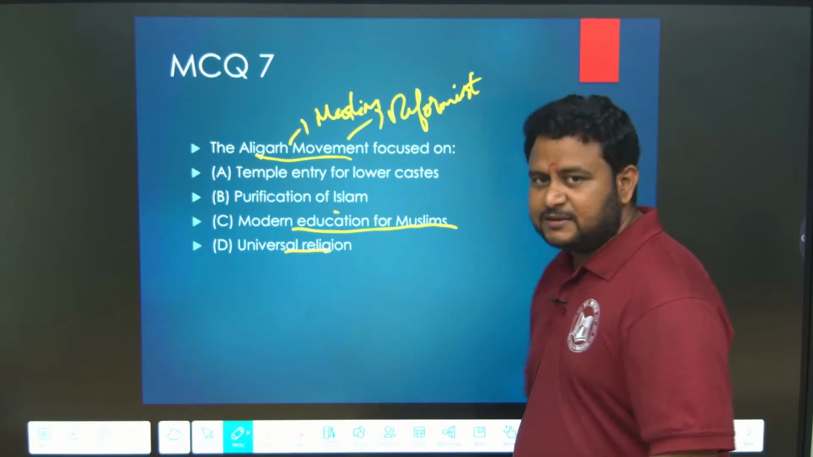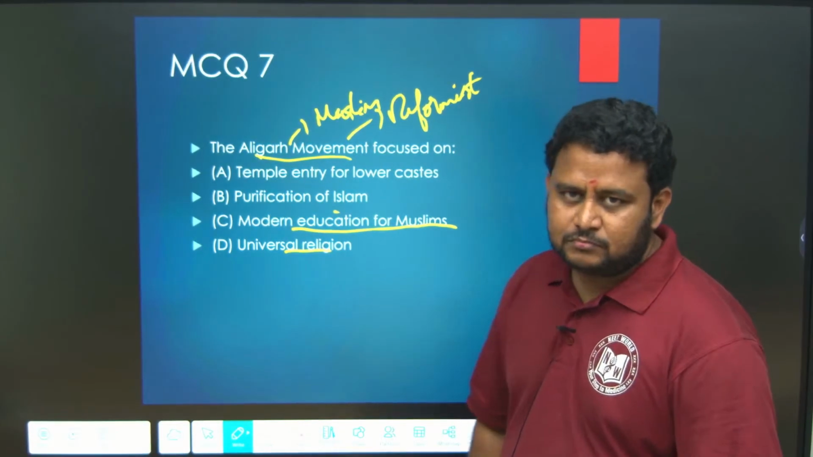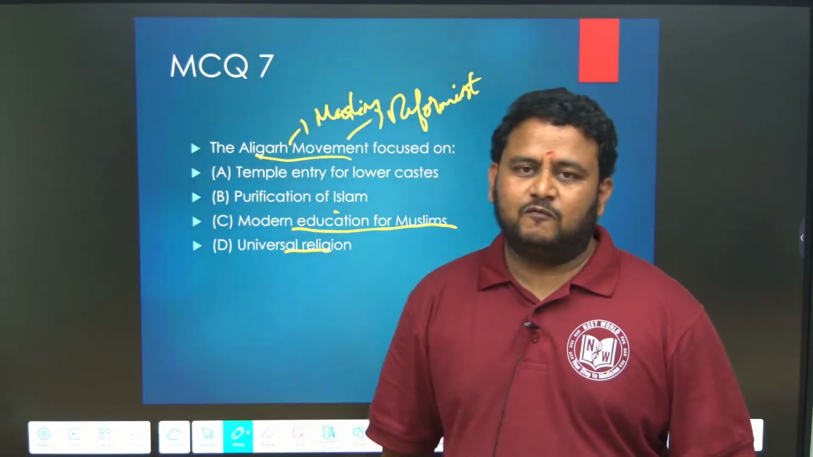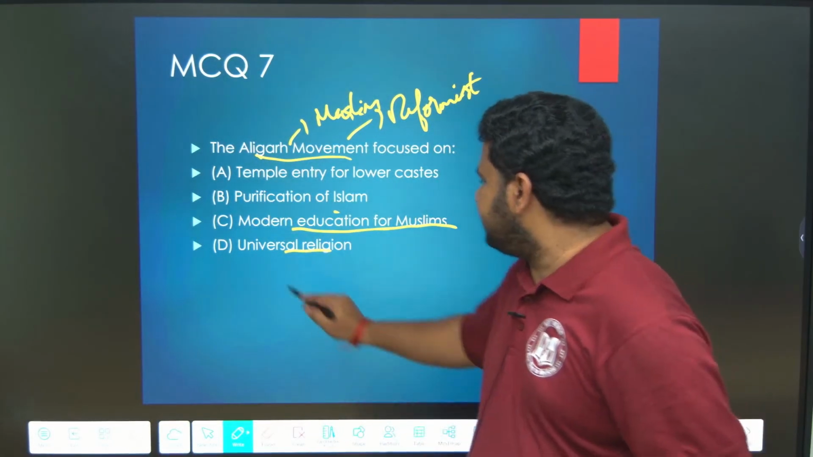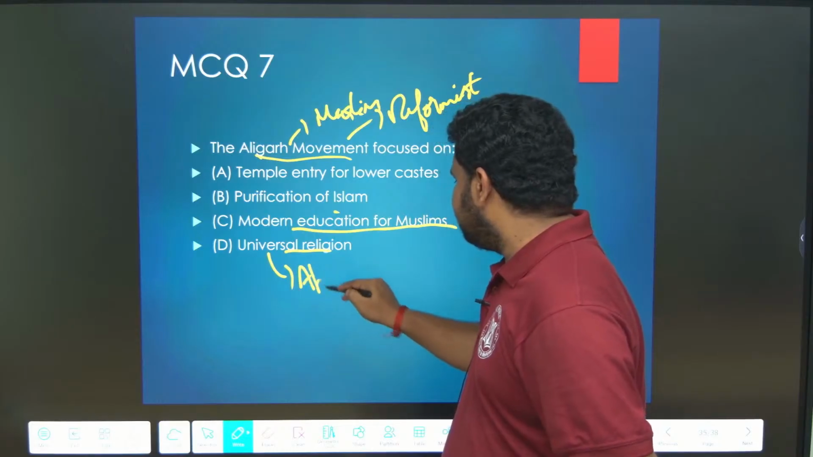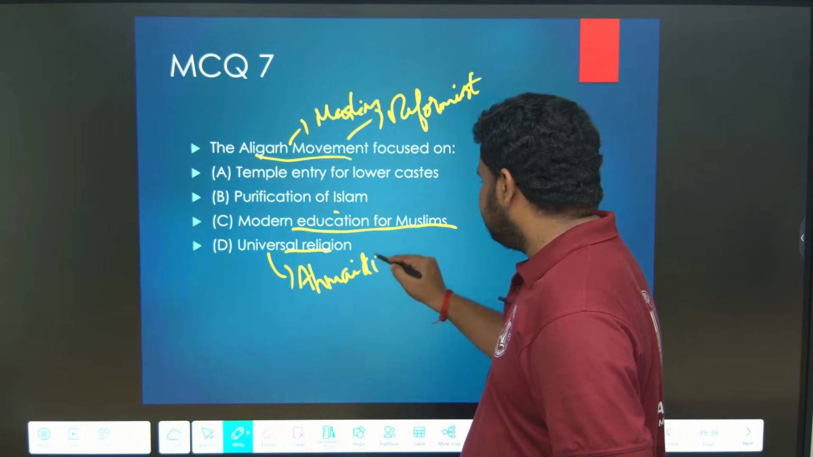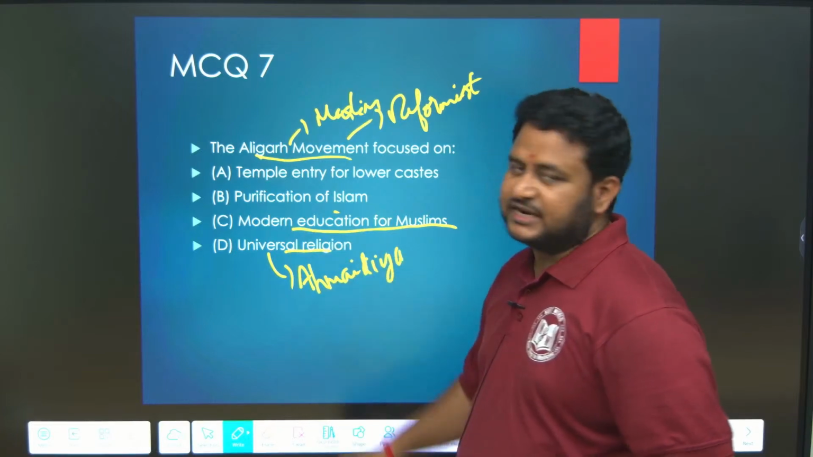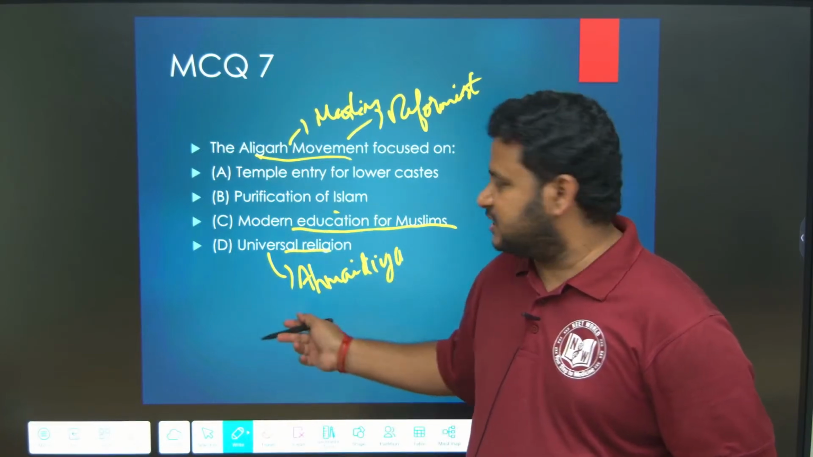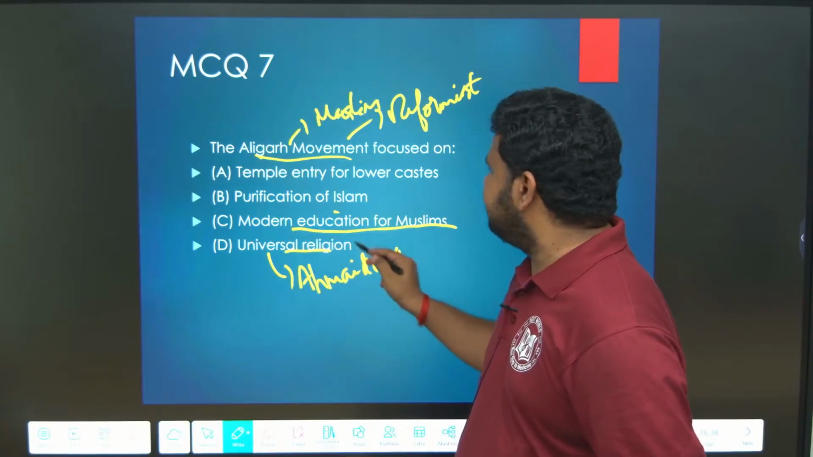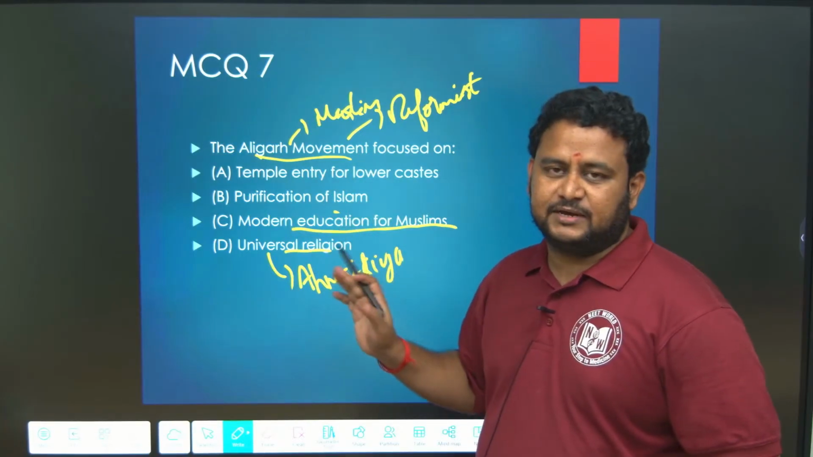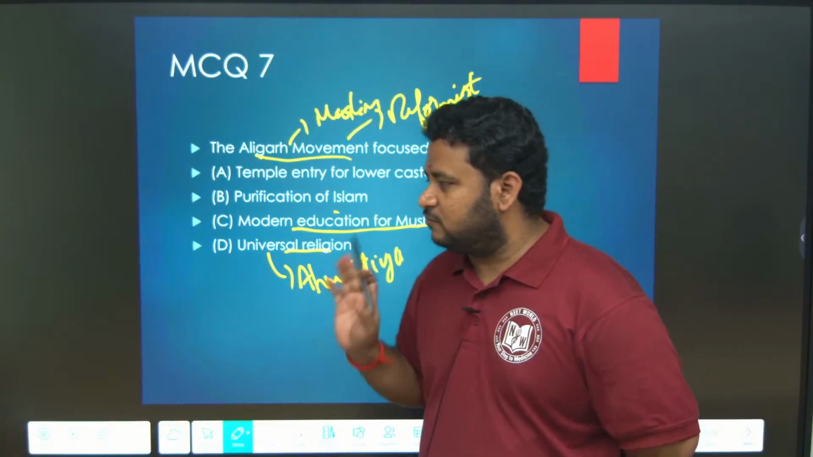Universal religion is by whom? Faraizi movement? No. What was another movement? That is the Ahmadiyya movement, advocated by Mirza Ghulam Ahmad. The Ahmadiyya movement advocated for universal religion. So modern education for Muslims was by the Aligarh movement.